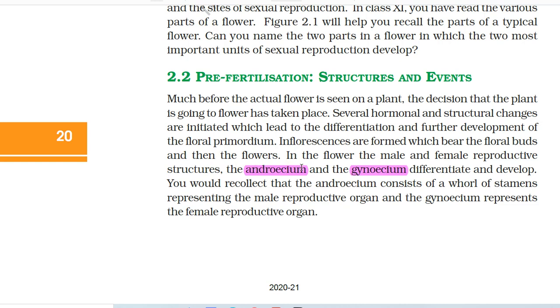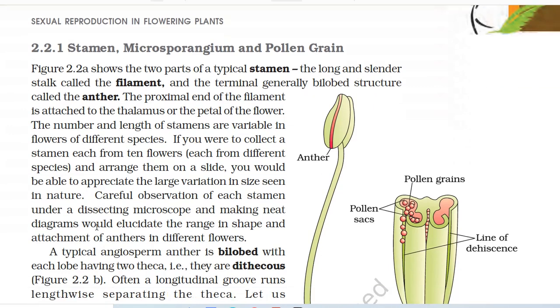In the flower, the male and female reproductive structures, the androecium and the gynoecium, differentiate and develop. You would recollect that the androecium consists of a row of stamens representing the male reproductive organ and the gynoecium represents the female reproductive organ. 2.2.1 Stamen, Microsporangium and Pollen Grain.